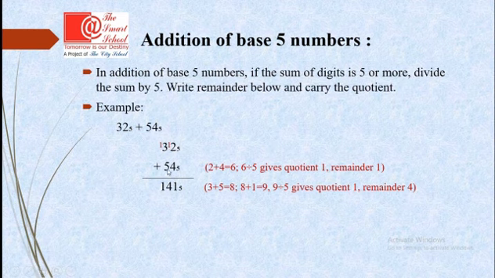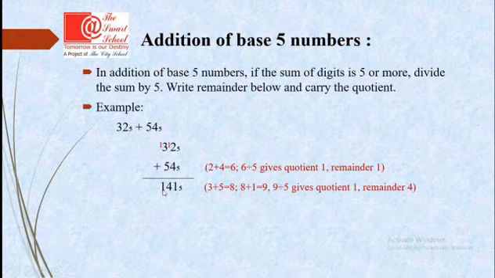Now 1 plus 3 plus 5 is 9. Again, this is bigger than 5, so we have to divide it by 5. It gives quotient 1 and remainder 4. So 4 will come over here and the quotient will go up. And because there are no more digits, 1 will come down as it is. So 141 base 5 is the answer.